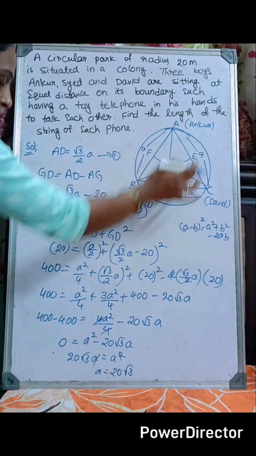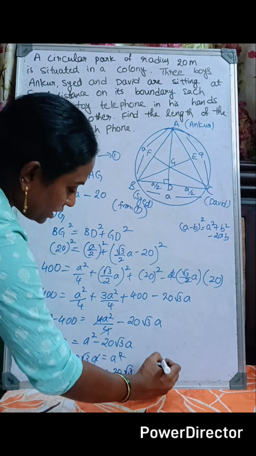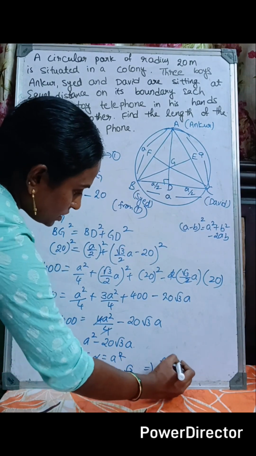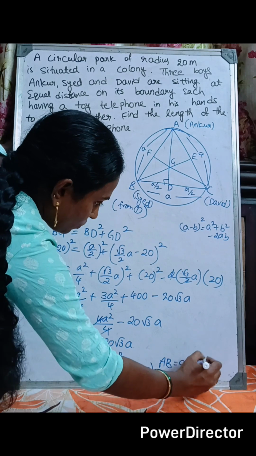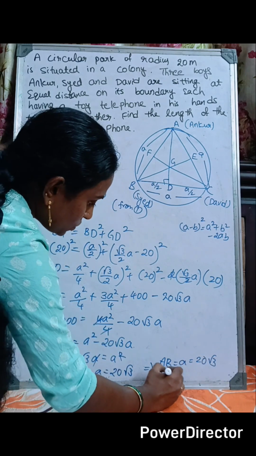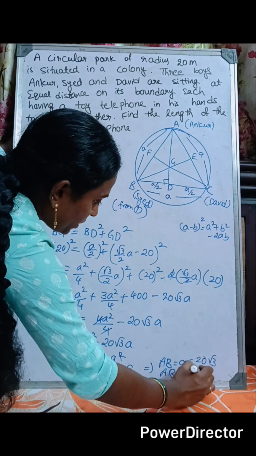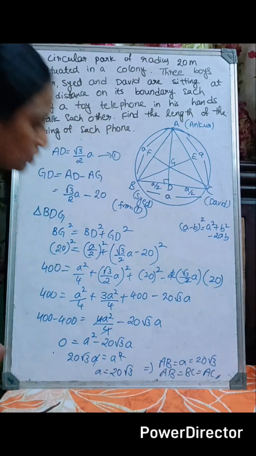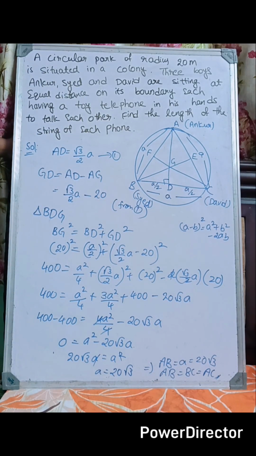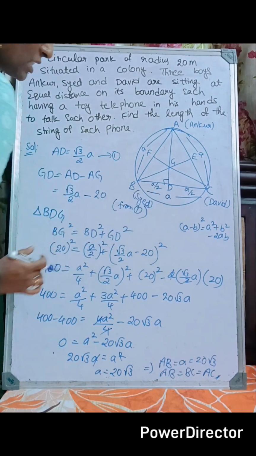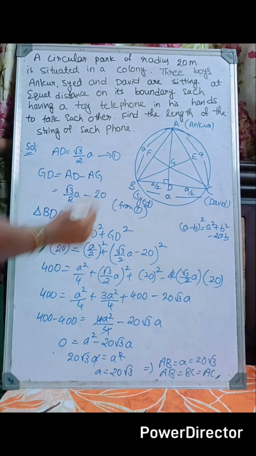A is nothing but AB, BC and AC, that means the length of each string. AB is equal to A, which is equal to 20 root 3. So AB is equal to BC is equal to AC, those are equal lengths. What we were required to find is the length of each string. The length of each string is 20 root 3 meters.